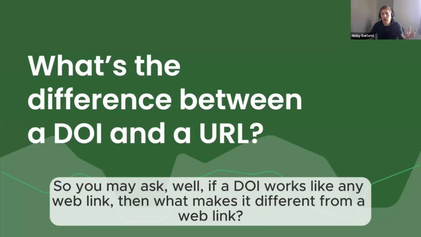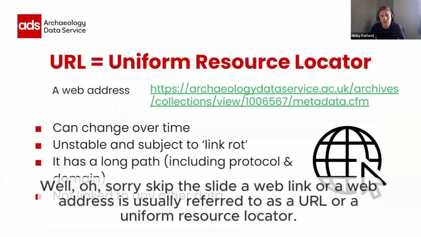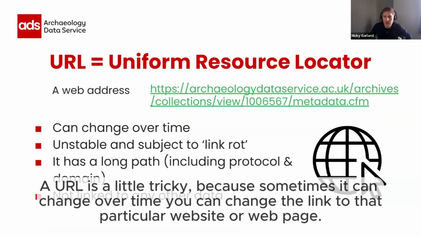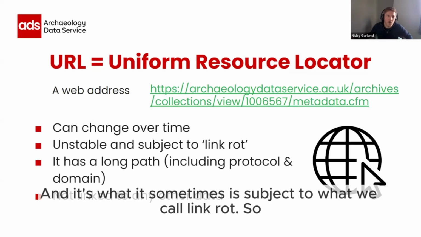So you may ask, well, if a DOI works like any web link, then what makes it different from a web link? Well, sorry, skipped a slide. A web link or a web address is usually referred to as a URL, or a uniform resource locator. This is an example here that links to an ADS collection. A URL is a little tricky because sometimes it can change over time. You can change the link to that particular website or web page, and therefore it doesn't have the stability that other persistent identifiers have. And it's sometimes subject to what we call link rot.